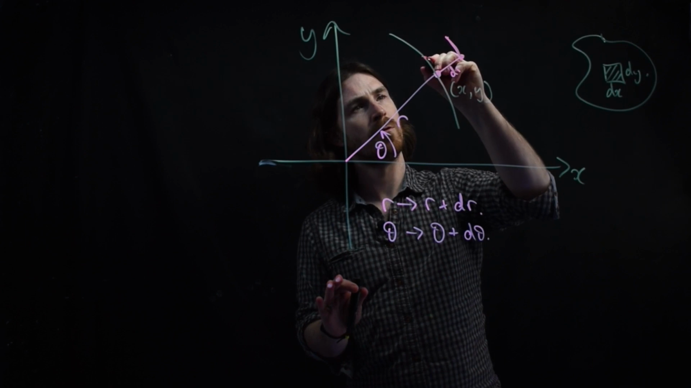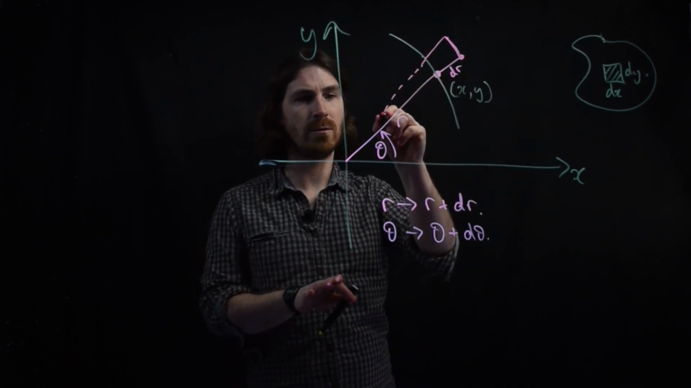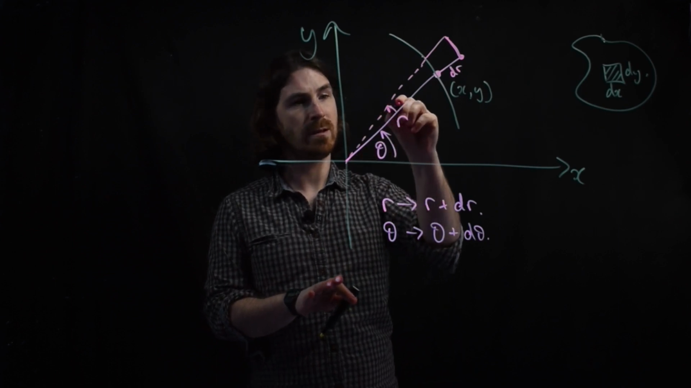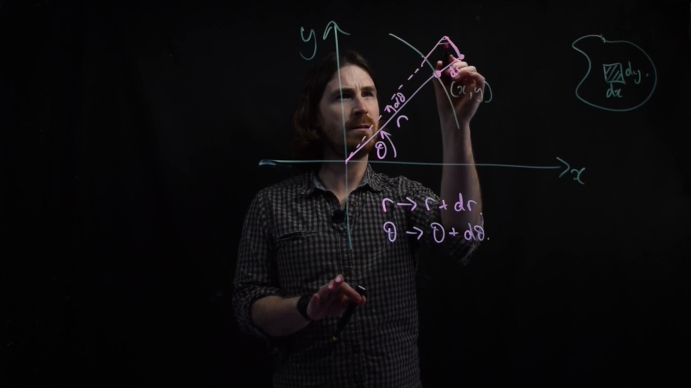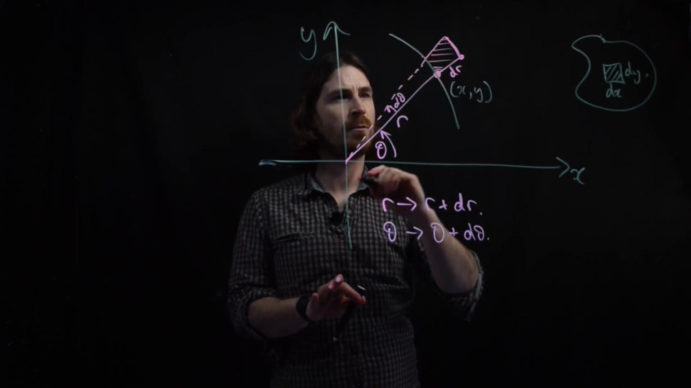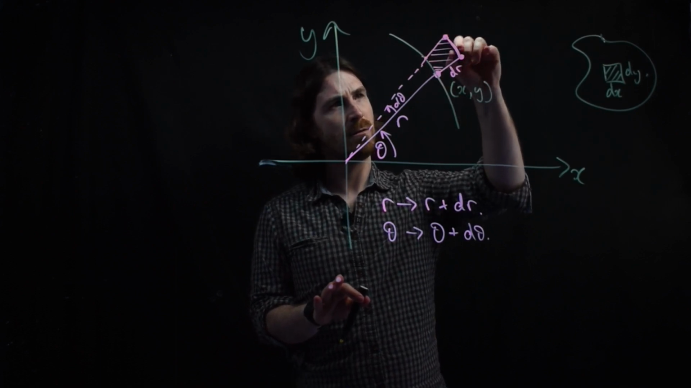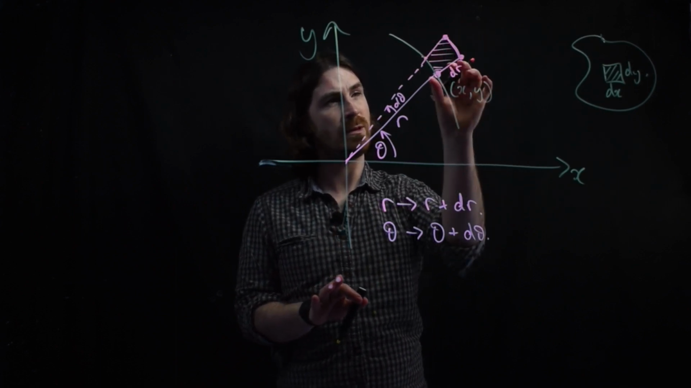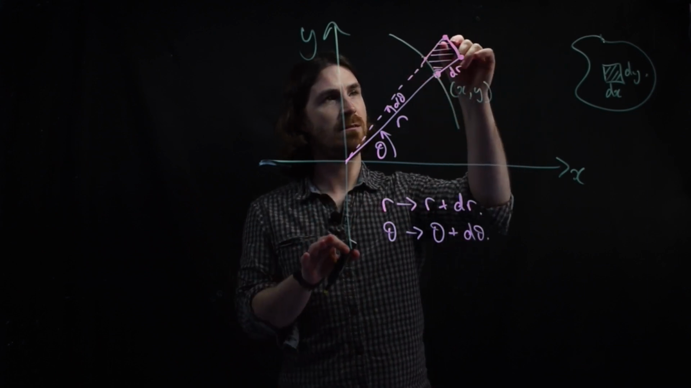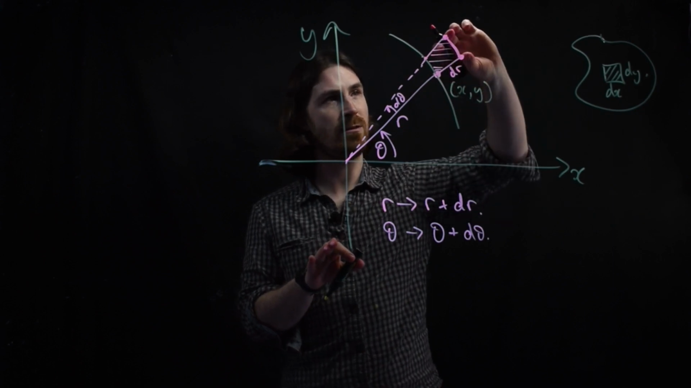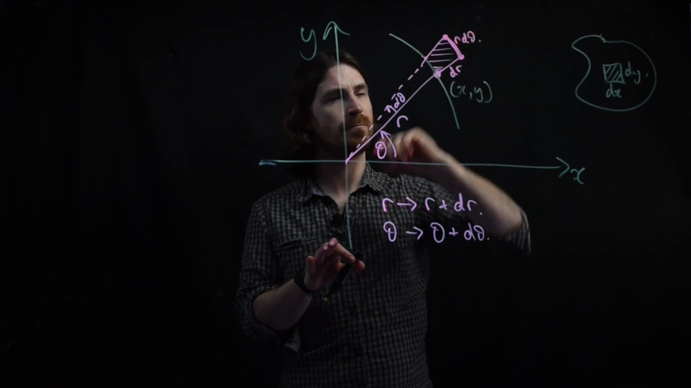And this will come back to the origin. This angle here is d theta. So we get this little region of area. This length is just the arc length of a circle, so it's the radius r times the angle. The angle here is d theta, so the length of this here is r d theta.